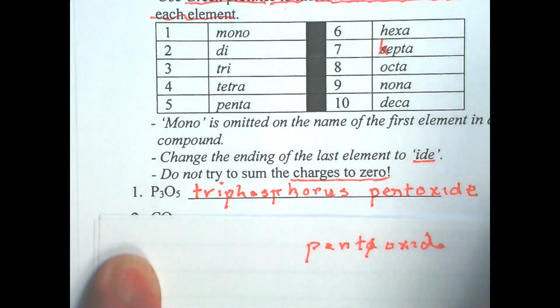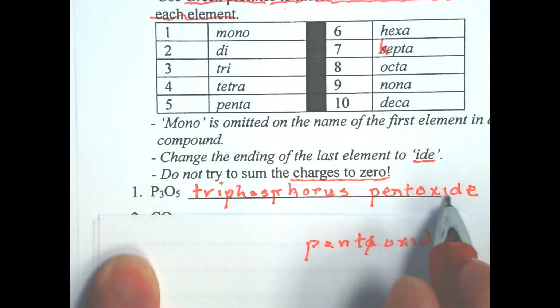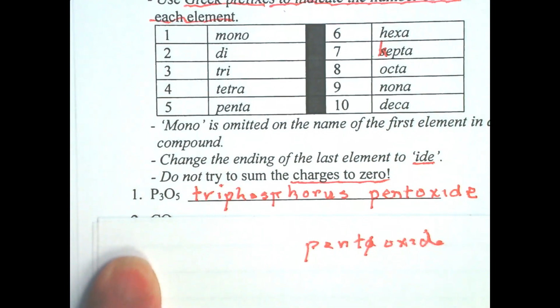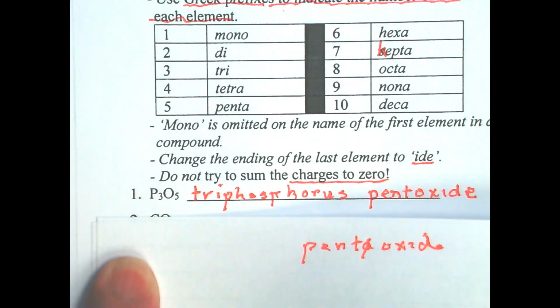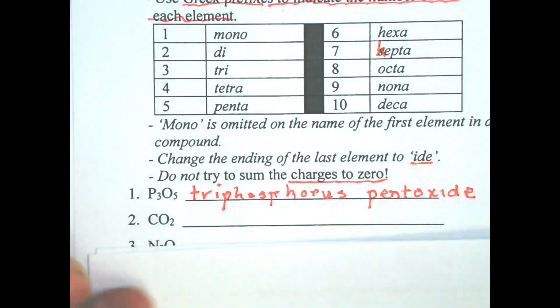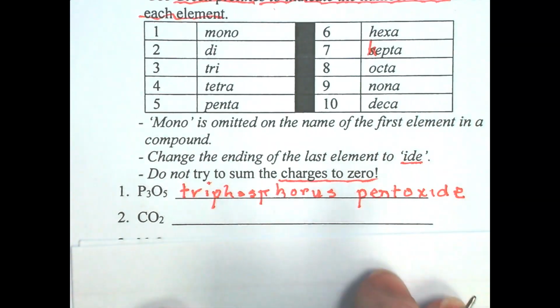And notice I changed the ending on oxygen to IDE. We want to switch the ending to IDE. So triphosphorus pentoxide. The next one, CO2, I think we all know what that one is.